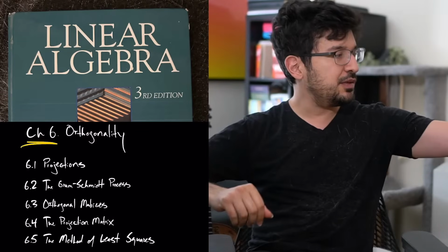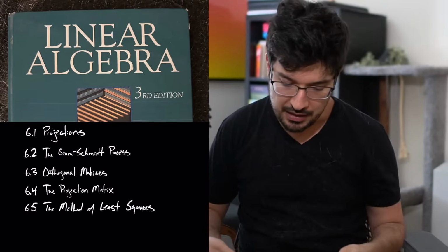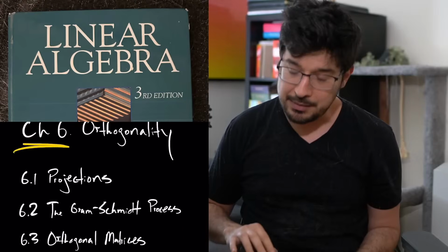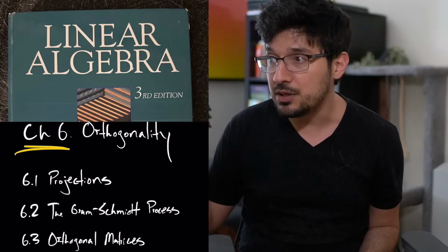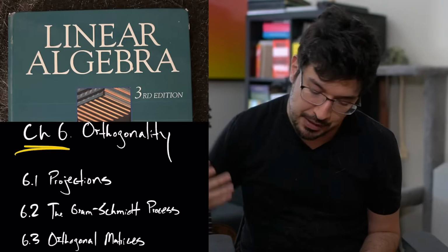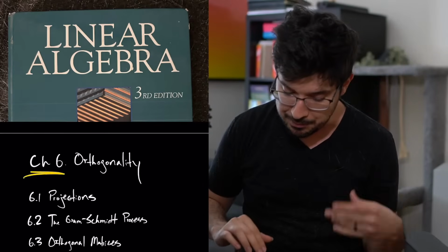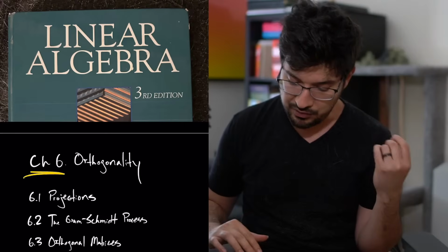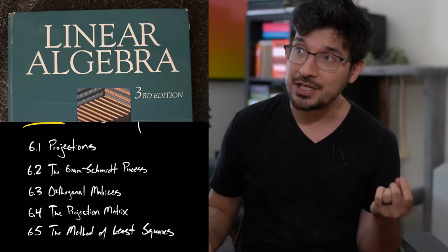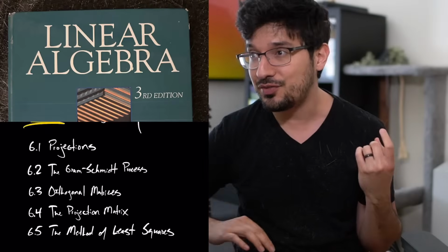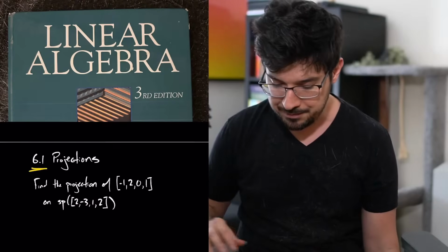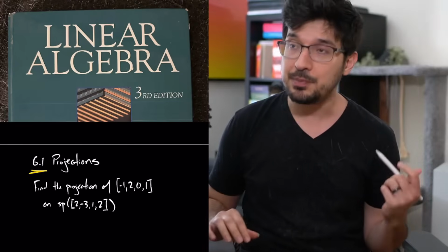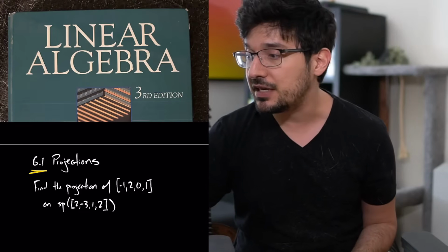So today we've got orthogonality. We'll be working problems from this lovely book. A problem on projections, a problem on the Gram-Schmidt process, one on orthogonal matrices, and if we get to it, sections 4 and 5, the projection matrix and the method of least squares. We'll see how far we get. But to begin, here's the first problem, and this one should be fairly straightforward.